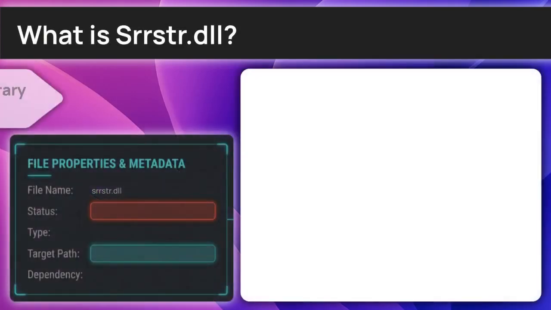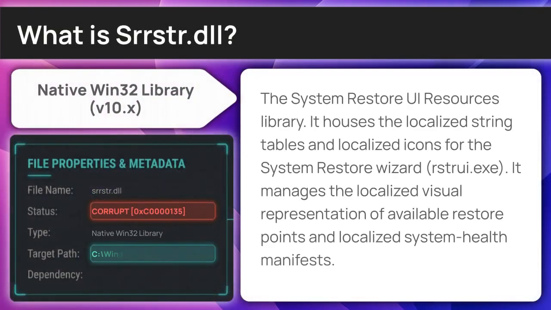This is the Srrstr library, the System Restore UI Resources library. It houses the localized string tables and localized icons for the System Restore wizard, rstrui.exe. It manages the localized visual representation of available restore points and localized system health manifests.